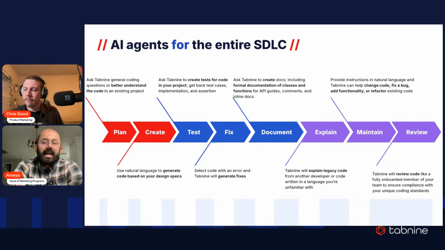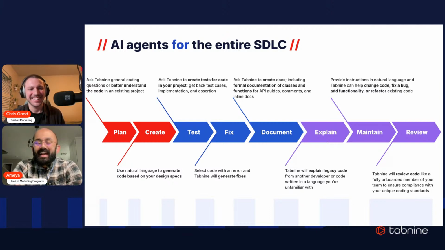And then in maintenance, Tabnine is super powerful here as well. So you can use our agents to change code, add functionality, get ideas to improve your project and your code. You can even do some refactoring, and Chris has built a pretty cool custom command that he'll show you. I think it's called Refactor Wizard.